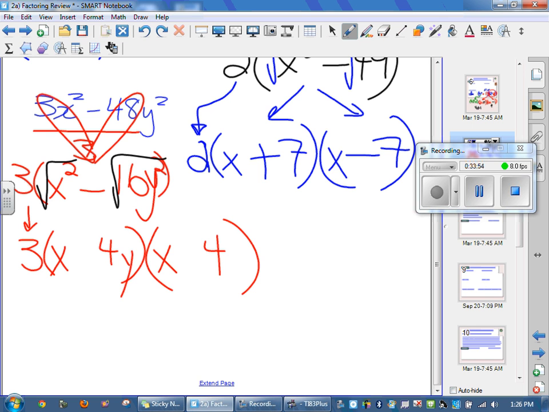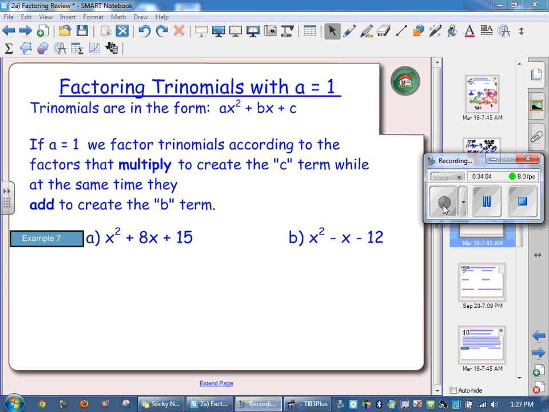We have the next type, which is factoring trinomials with a equals 1. So your trinomial needs to be set up with the largest exponent, again, to the least exponent. So if we take a look, we've got an exponent 2, and in front of exponent 2 is what we call the a factor. Then we have a b digit, the coefficient, in front of x to the 1. And then c is known as our constant. It doesn't have a variable. Trinomials are always set up in that way.